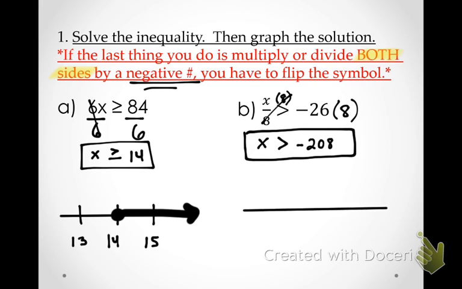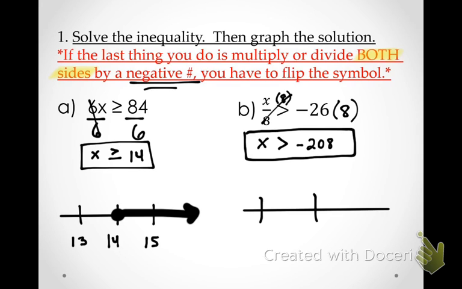Let's go ahead and graph it. Before we graph that, I do want you to notice, okay, although my answer has a negative in it, the rule does not say if you have an answer that's negative, flip your symbol. Only flip your symbol if you are multiplying both sides by a negative number. I need 3 points on my line.